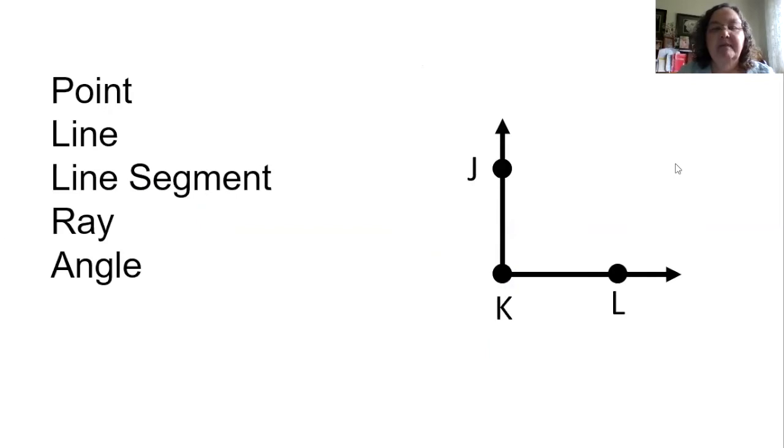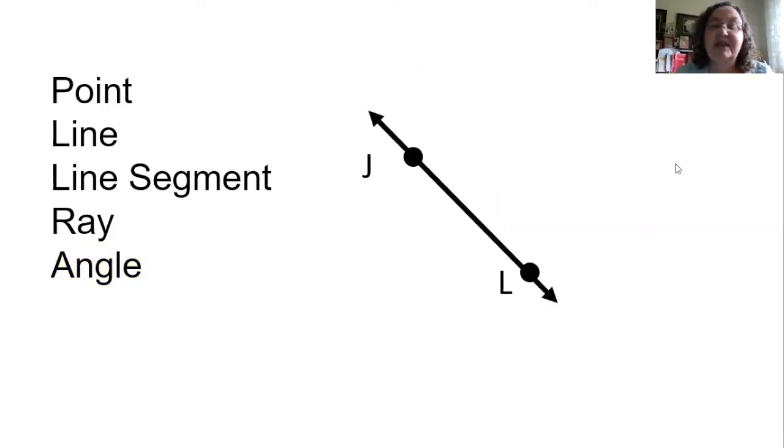Okay. So now let's take a little quiz and see what we remembered. What is this picture of? Is it a point, a line segment, a ray, or an angle? Did you say angle? Wonderful. Let's look at this one. What do you see? Is it a point, line, line segment, ray, or angle? Did you say line? Good.